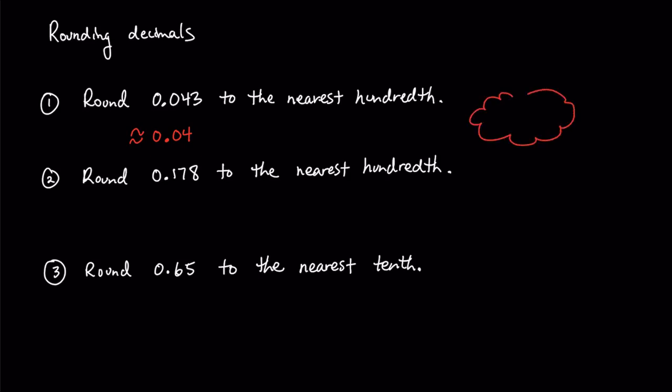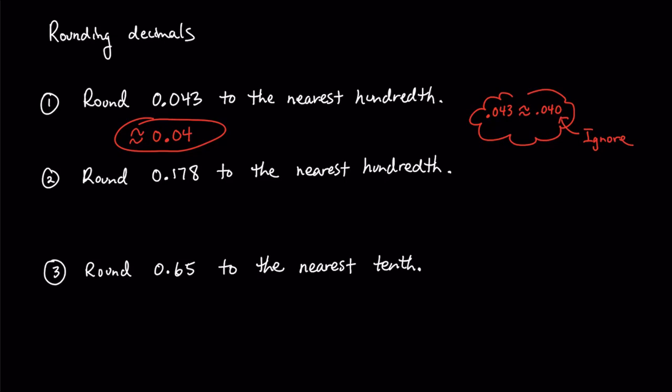Why do we say this is rounded down? Because off to the side, what we're really doing is approximating 43 thousandths to just be 40 thousandths. But then, of course, if you ignore this last 0, we read this as 4 hundredths. So that is your final answer. Let's look at number 2. Round 178 thousandths to the nearest hundredth.